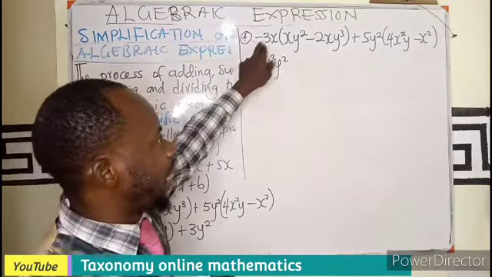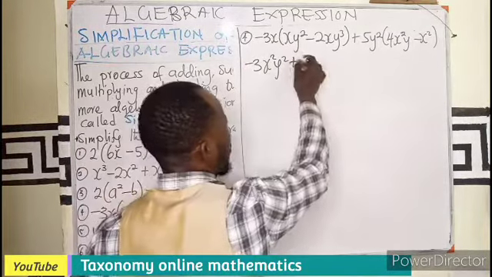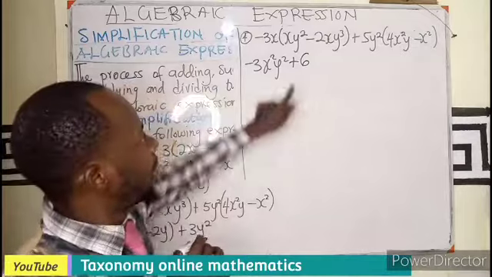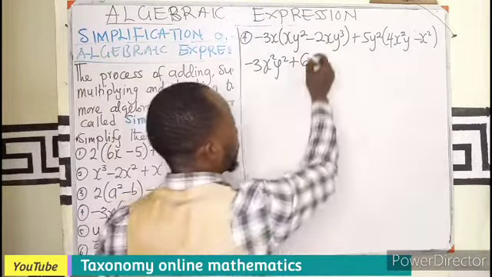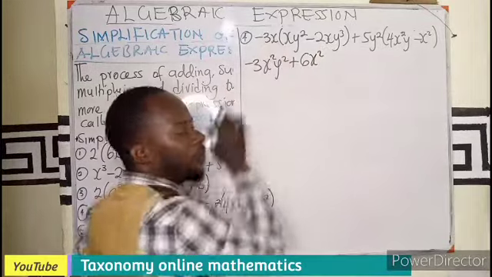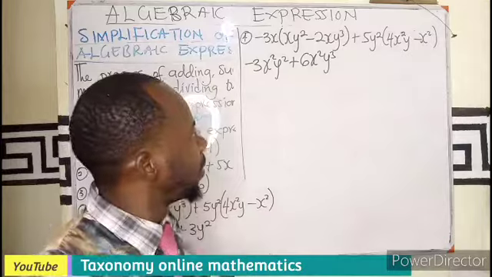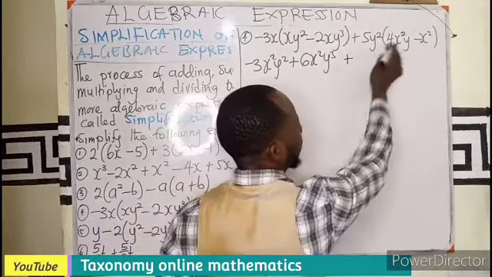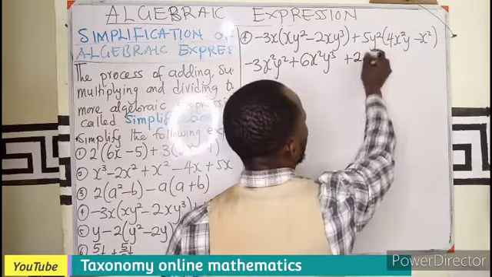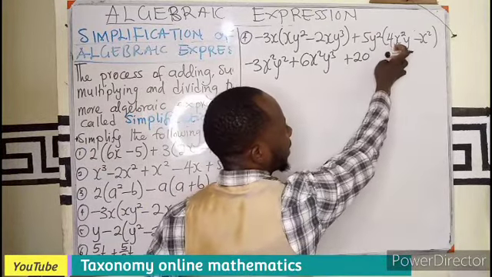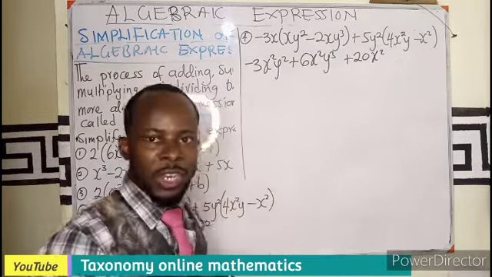Then negative 3 times a negative 2 will give us a positive 6. x times x will also give us x squared. There is no variable for y, so y to the power 3 maintains its position. Similarly, 5 times 4, we have 20. In this case, there is no x here, so this x squared takes its position.